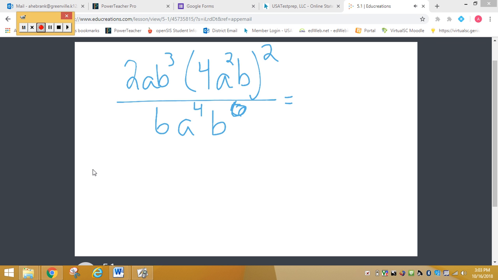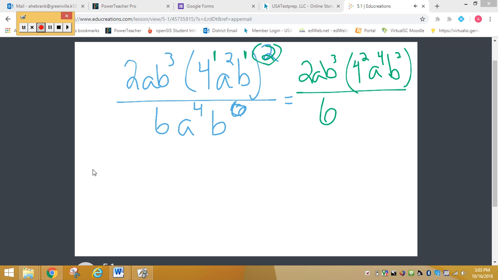Alright, here we go. I'm going to start with this 2 right here. It goes to everything inside, even your whole numbers, because this whole number has an exponent of a 1, so does the b. So I'm going to bring my 2ab cubed over. So I'm going to get 4 squared, I'm going to get a to the fourth, I'm going to get b squared. I did that because I multiplied all the exponents by 2. And on bottom, I still have 6, a to the fourth, b to the 6. Alright, I know 4 squared is 16, so I'm just going to make that be 16.